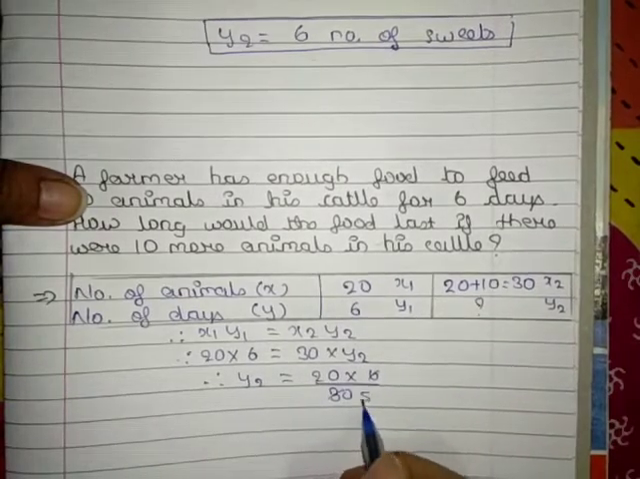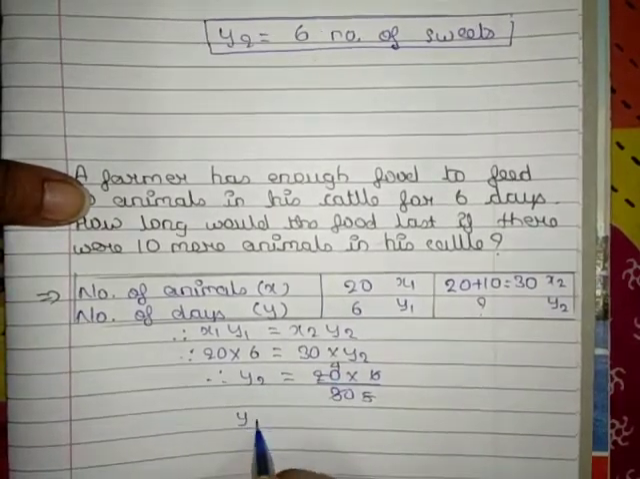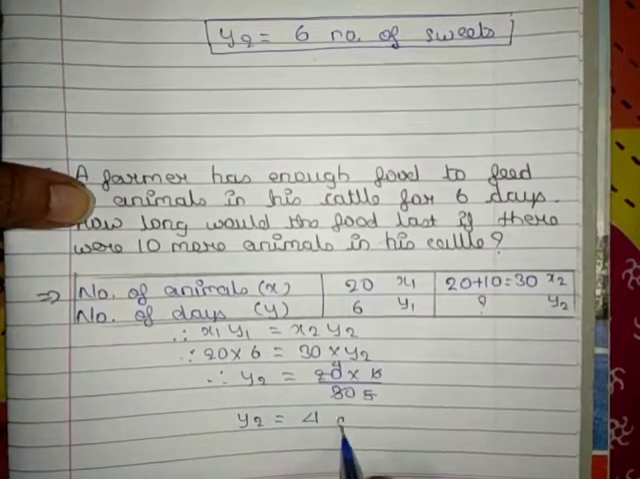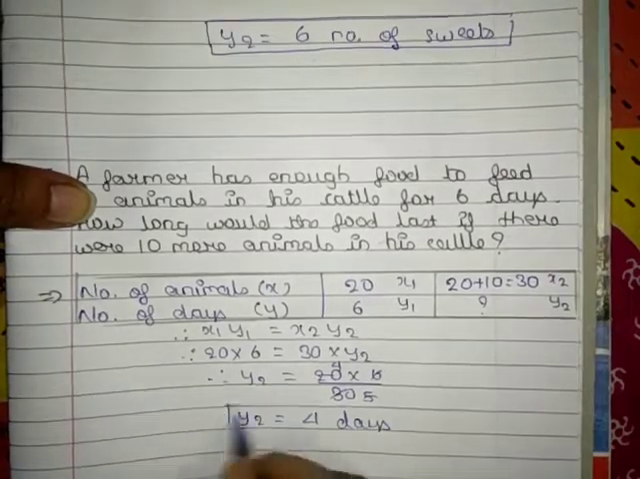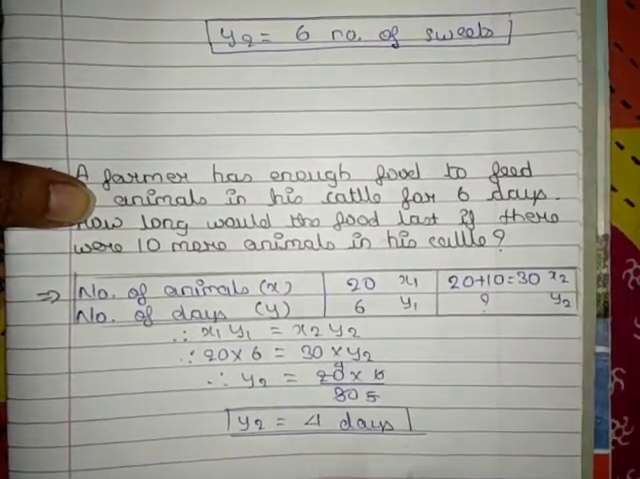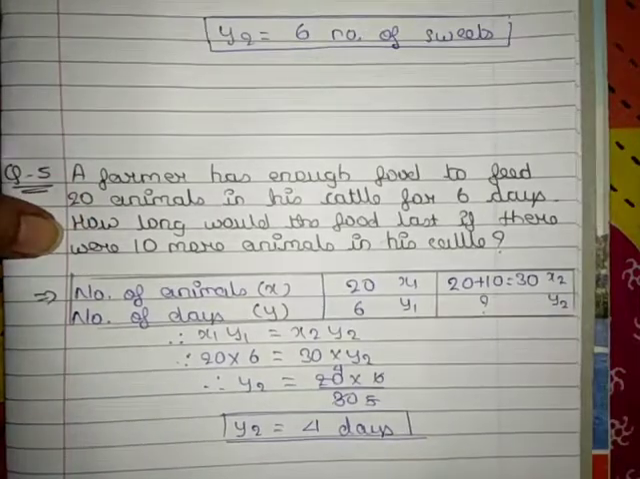6 5s are 30, 5 4s are 20. So Y2 is equal to 4 days. So when the number of animals is 30, the food will last for 4 days.